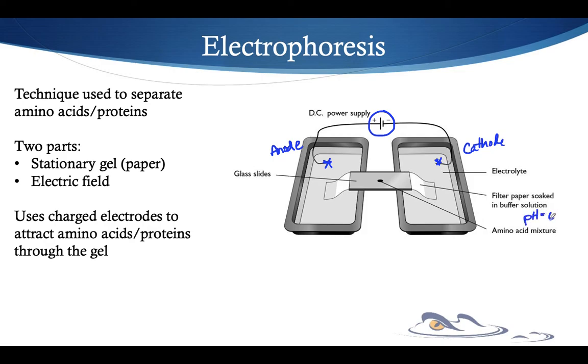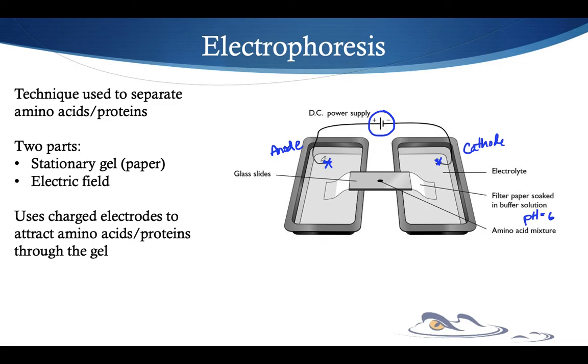And we would also make our buffer solution, that would be our electrolyte that's sitting in these two containers. They are also at a pH of 6. So this is all one big electrolyte buffer here that is sitting around at a pH of 6. Being at a pH of 6 is going to cause some of these ions in here to be Zwitterions, right? Some of them will be Zwitterions.